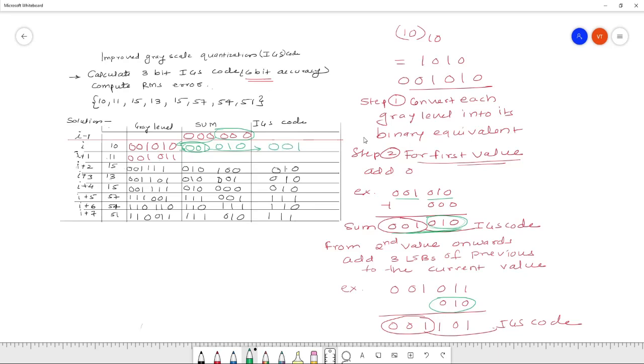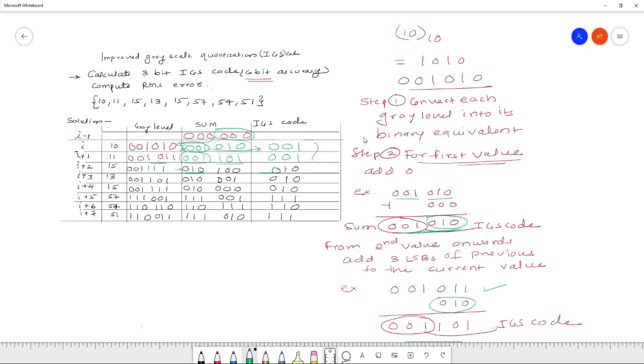Now next time you have to add this 010 to this number. This is what I have shown here: 001011 plus 010. I got this, 001001101, and this is your IGS code. Okay, 001. The third time you have to add this 101 to this, so you'll get this, and this is your IGS code. Similarly for all the values.